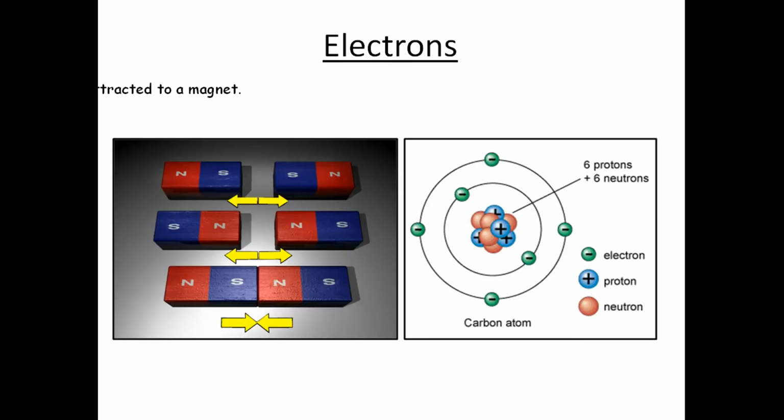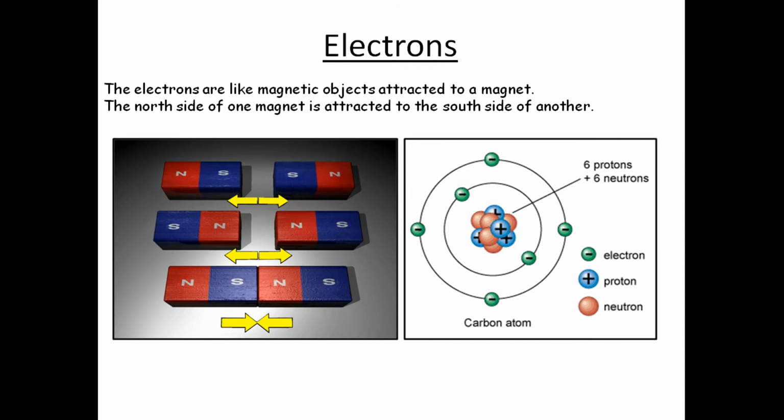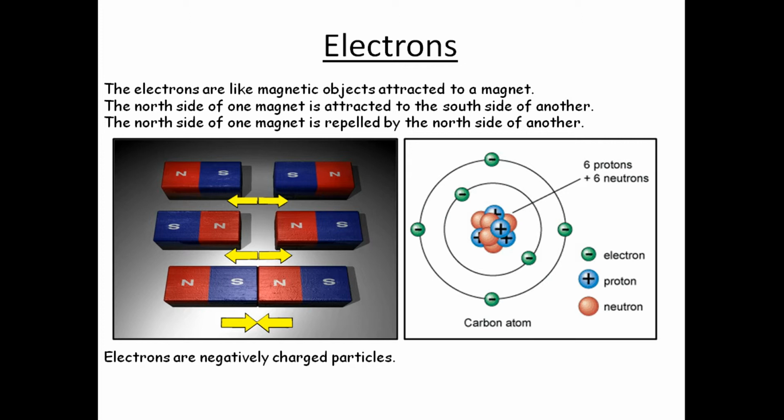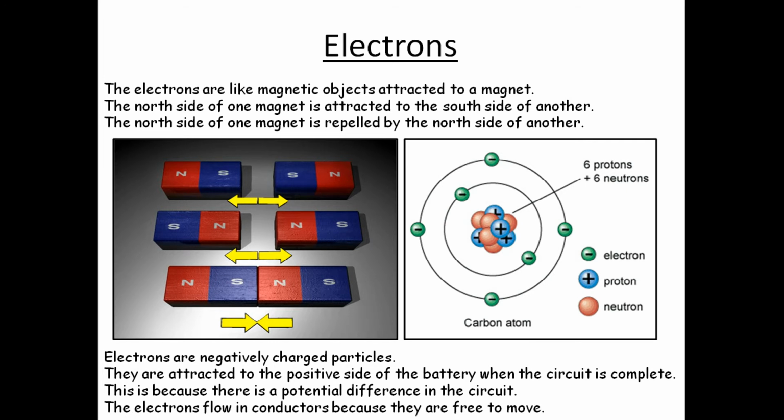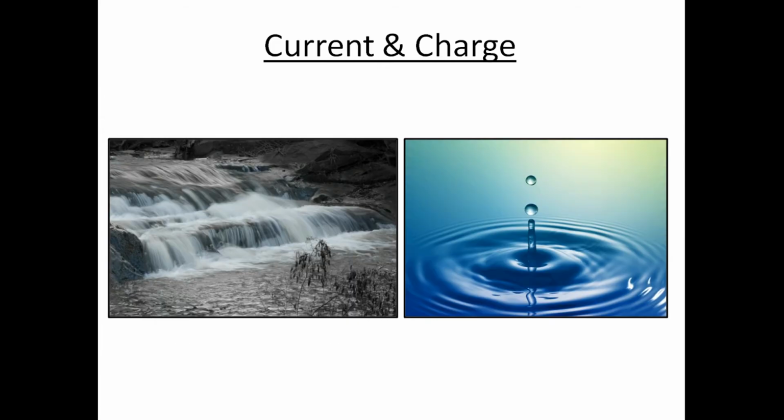This video has been designed to help students understand how electrical circuits work. First off, we need to start off with electrons. The electrons are like magnetic objects attracted to a magnet. The north side of one magnet is attracted to the south side of another. The north side of one magnet is repelled by the north side of another. Electrons are negatively charged particles. They are attracted to the positive side of the battery when the circuit is complete. This is because there is a potential difference in the circuit. The electrons flow in conductors because they are free to move.